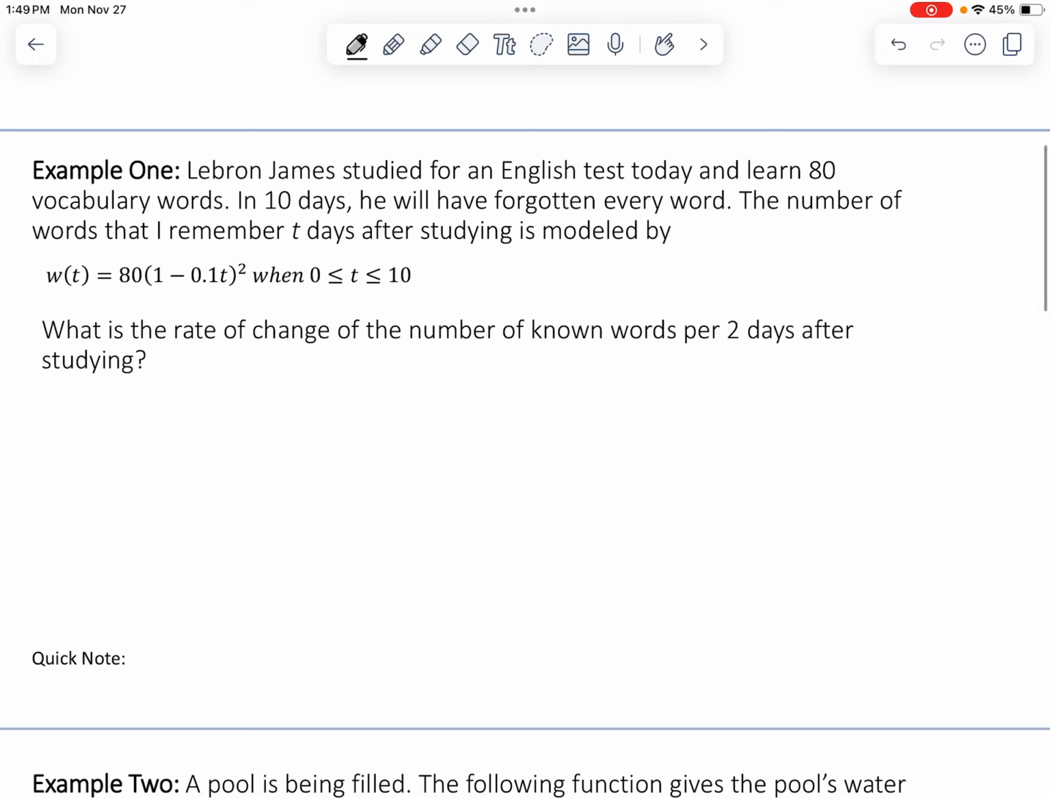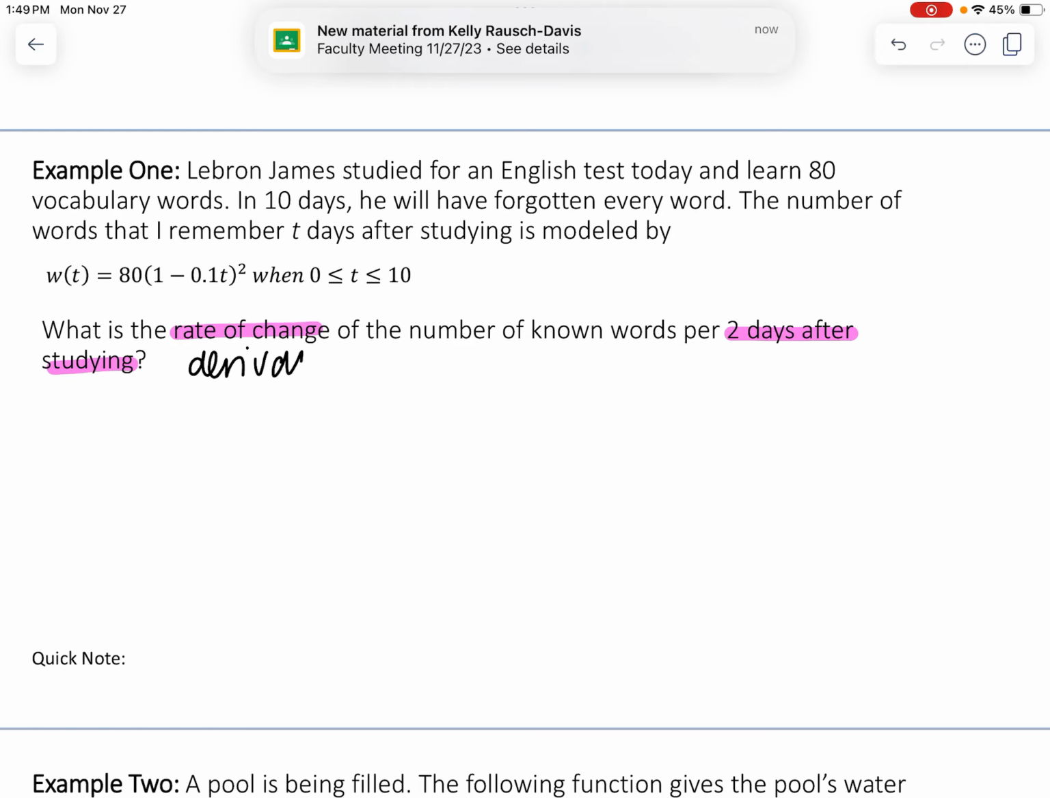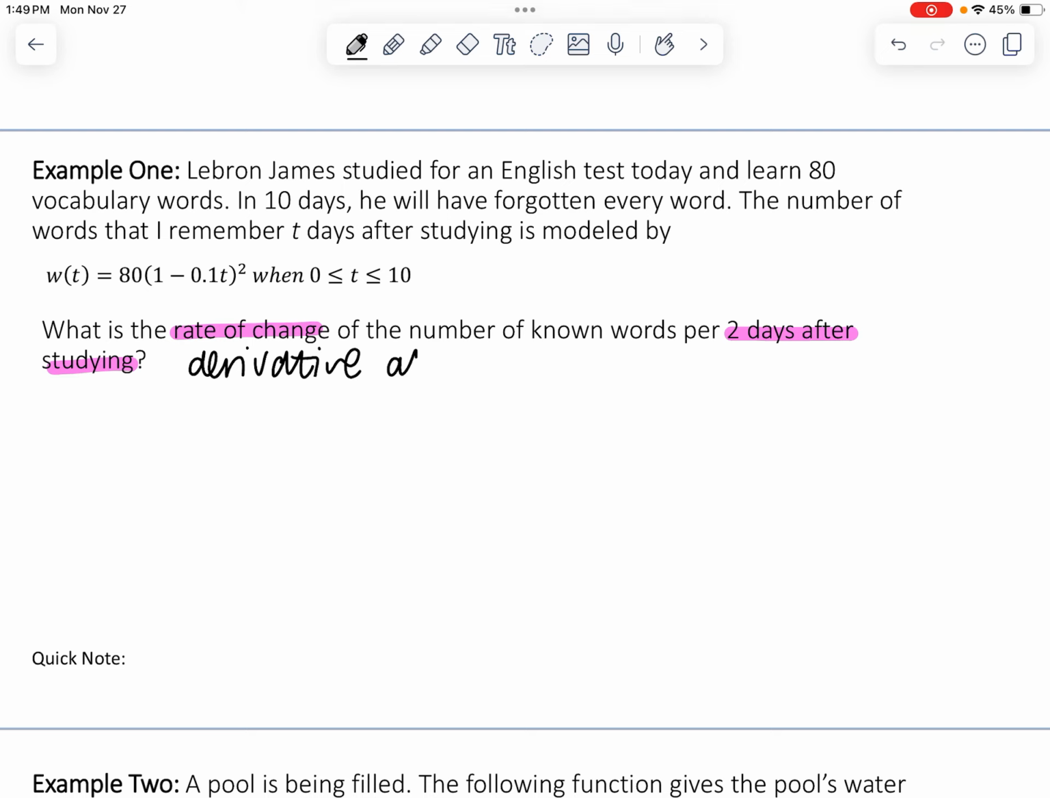What is the rate of change of the number of known words 2 days after studying? So the big thing I know here is it says what is the rate of change, and then it says 2 days after studying. So it's a specific time and it's a rate of change. And so I know that means I want to find the derivative. So I'm going to find the derivative at 2 days. And so I know that I'm not just using like the slope formula, because that would say like over an interval of 2 days or something like that.